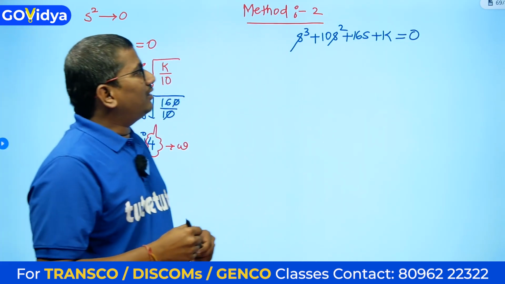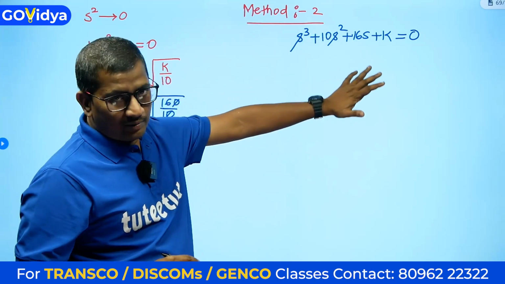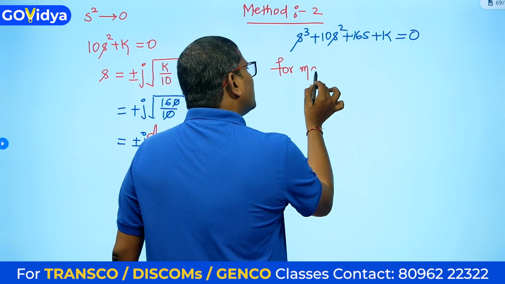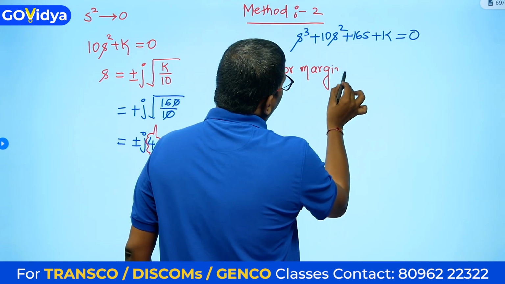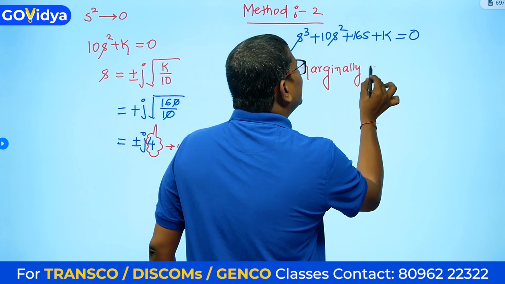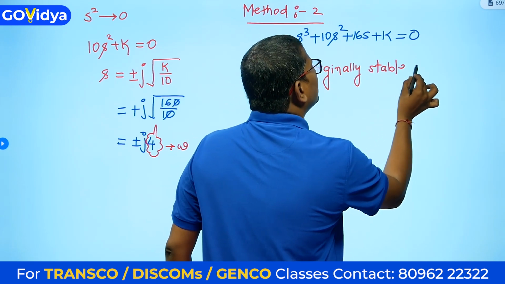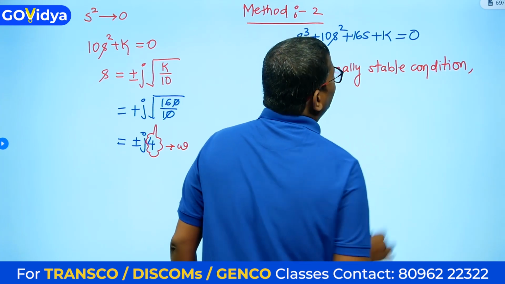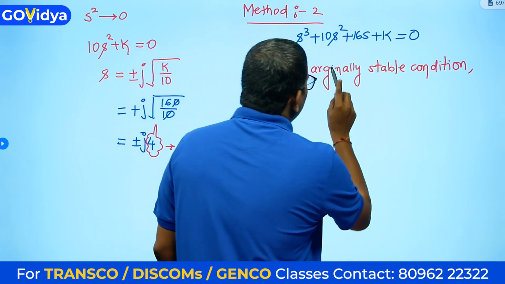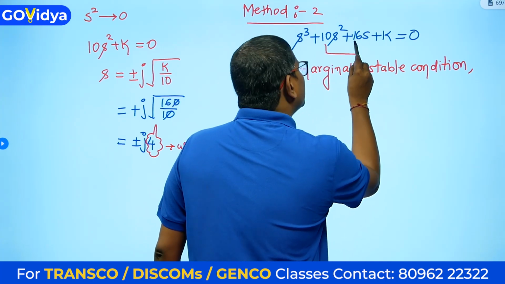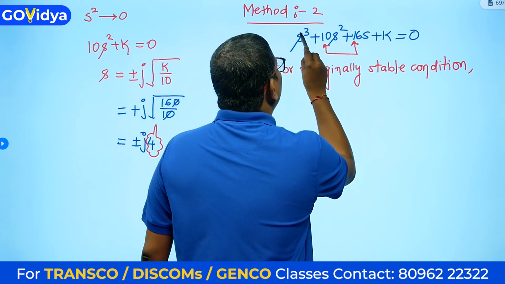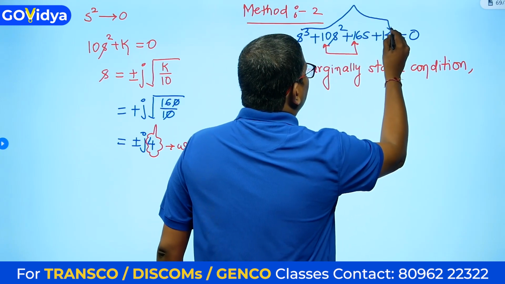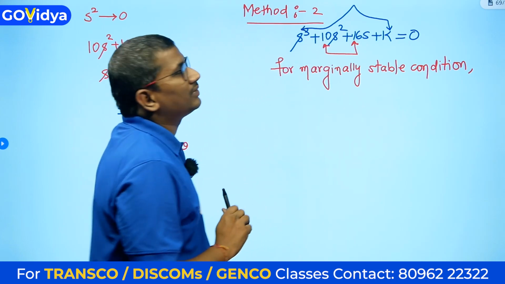So whenever we are talking about the marginally stable condition, what is the relation for the marginally stable condition? Always the inner product must be equal to the outer product.